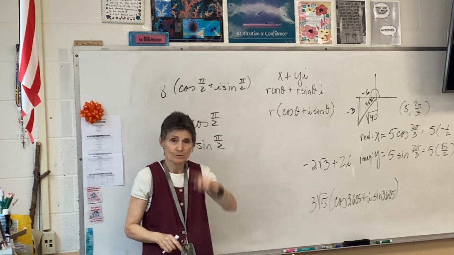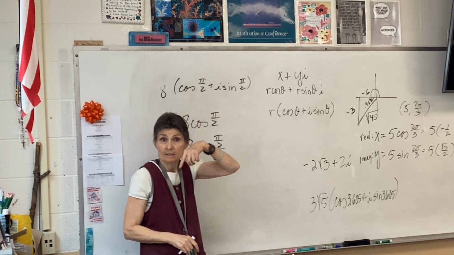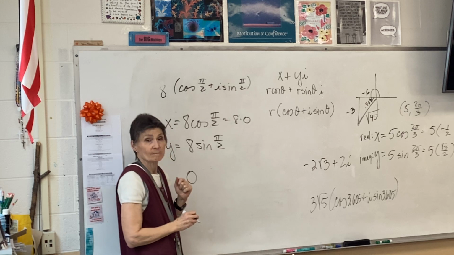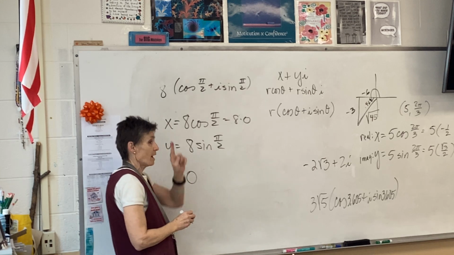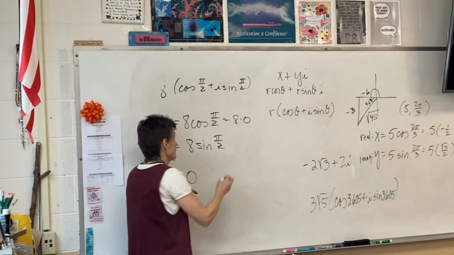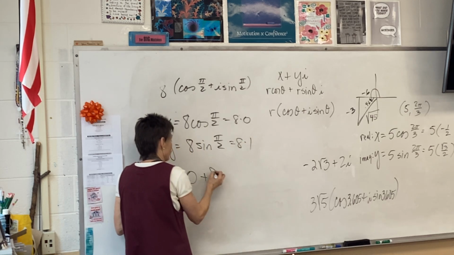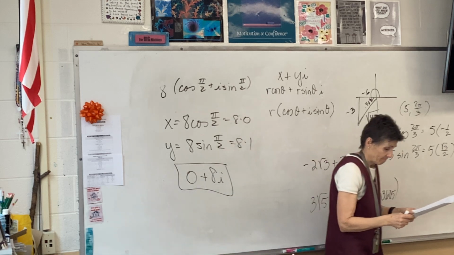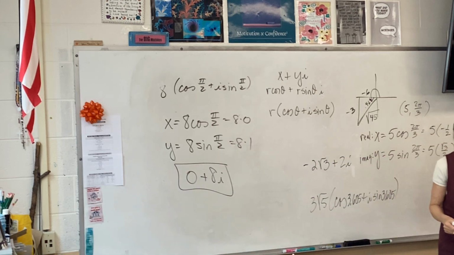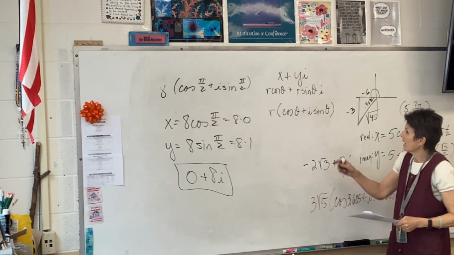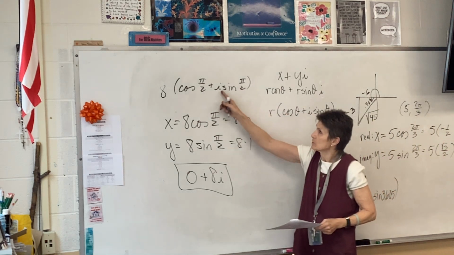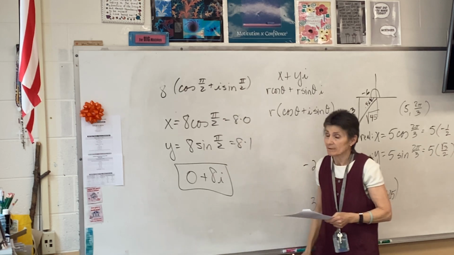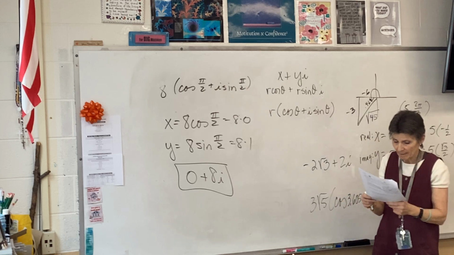Right, so pi over 2, straight up, cosine is 0. So that's going to be 0 for x. And then sine pi over 2, that's 1. So that's going to be 8. There's your answer. Remember, it's a complex number. Gotta have an i. Where does the i go? The i always goes with the y, because that's the imaginary part. So i goes with the y. There it is. 0 plus 8i.